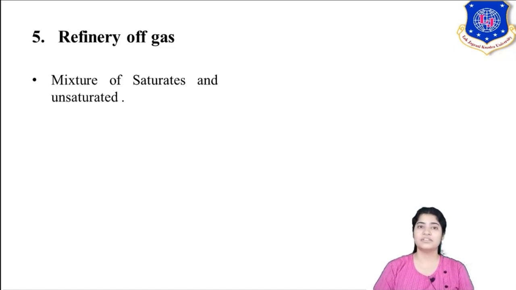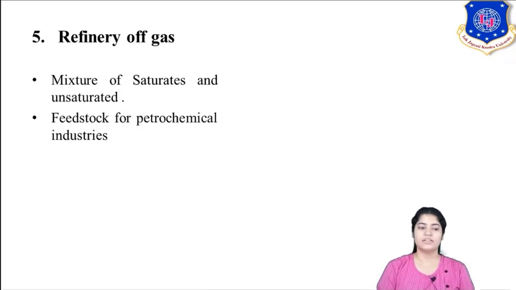which only have single bonds. Unsaturates can have double bonds or triple bonds. These gases are generally used as feedstocks for petrochemical industries. When I'm talking about unsaturates, just keep in mind that their major application is in petrochemical industries.